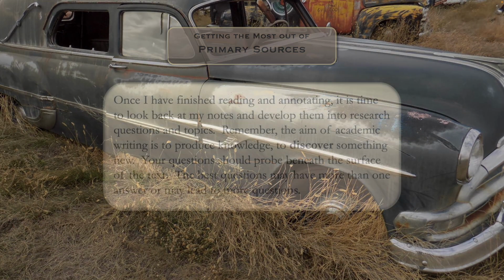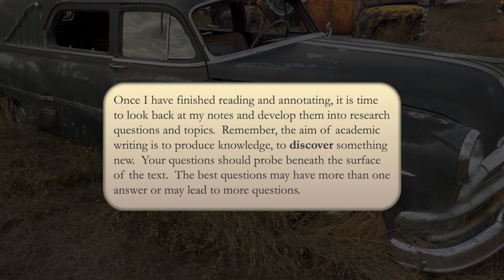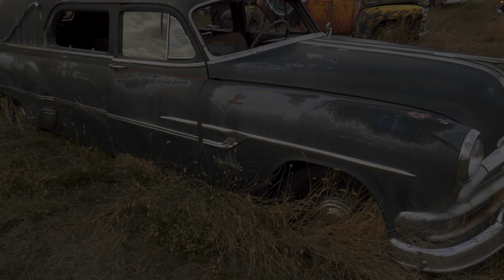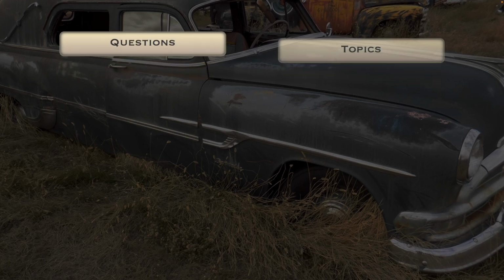So what do we do with our annotations then? Once I've finished reading and annotating, it is time to look back at my notes and develop them into research questions and topics. Remember, the aim of academic writing is to produce knowledge, to discover something new. So your questions should probe beneath the surface of the text. The best kinds of questions are questions that have more than one answer, or questions that lead to more questions. And I'm going to give you some examples now.